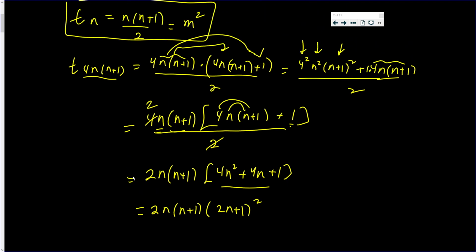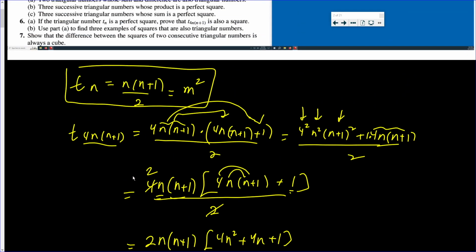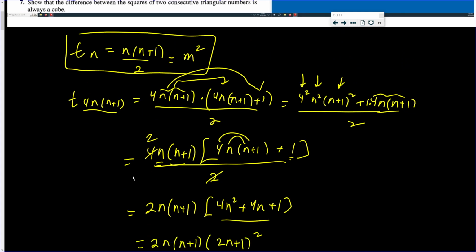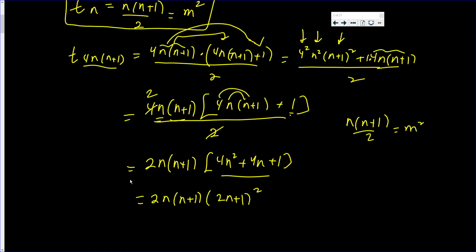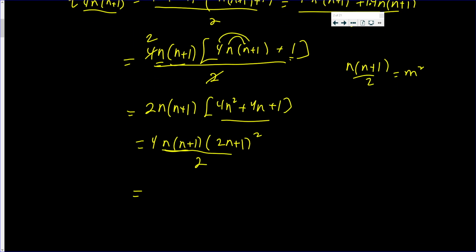And this is not something squared. Oh, okay. So now we know n times (n plus 1) over 2 is m squared. So you know what? I'm going to keep this as 4 and then I have to divide by 2. But I'm going to do this very cleverly.